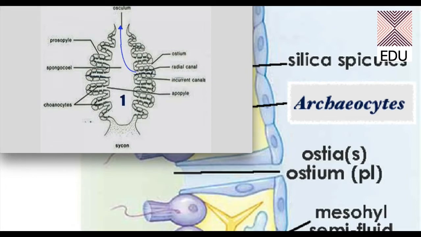Now suppose this is Sycon number 1. It has released the sperms out in the water. Now this is sponge number 2. Here it has been shown that the sperms of the first sponge reach the ostium of the second sponge. So they will enter into the ostium along with the water. They will reach the incurrent canal, then they will go to the radial canals, and the radial canals are lined by choanocytes. So the sperms have now reached the choanocytes.